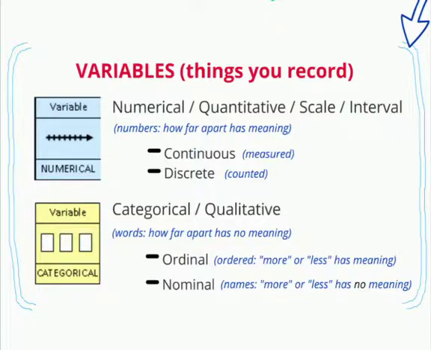I need to say them because in most medical research, when they say continuous, what they mean is numerical. So they won't use numerical, quantitative, scale or interval, they'll say continuous.